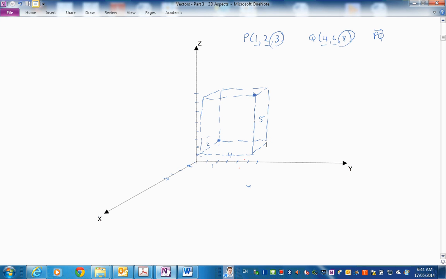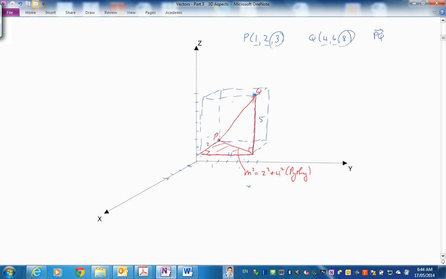Okay, so let's see if we can find the vector PQ now from that diagram. Let's label the points. So this was P and this was Q, and we want that. Let's work in this triangle down here, remembering that that's 90, the angle between X and Y, and then we'll work in this triangle here. That's 90, the angle between the Z and the XY plane. Coming down here, call this m again. M squared is 2 squared plus 4 squared by Pythagoras.